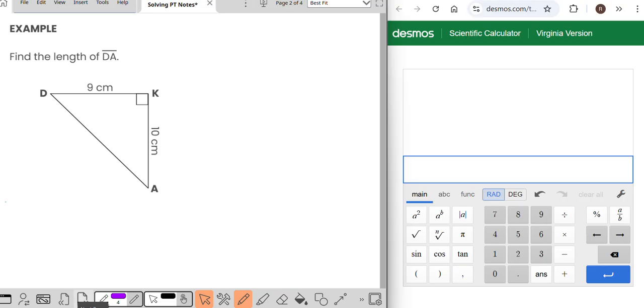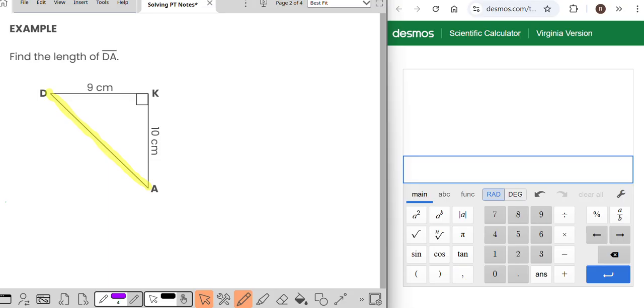So we're looking at an example and it says, find the length of DA. So before I do anything, I'm going to highlight DA because I want to remember what I'm looking for. Because math is that way. Sometimes you work so hard to solve a problem and then you forget to answer the question that was really asked. That's just human nature, so don't feel bad about it. So give yourself a reminder. DA is what we need to know at the end, the length of DA, and that's the hypotenuse.